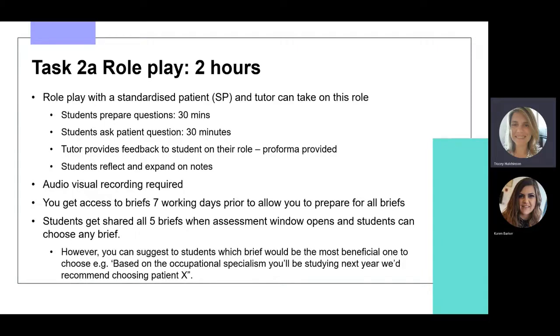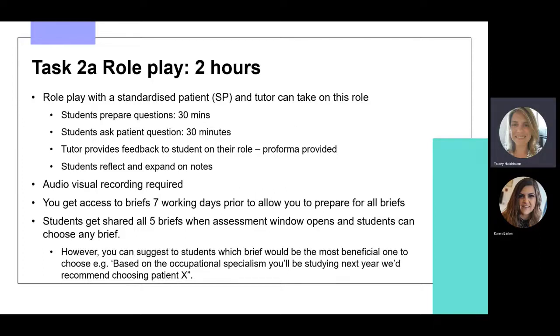Students' time is split into pre-role play, which is 30 minutes, during the role play, which is 30 minutes, and then post-role play, which is up to an hour. This is about students using the first 30 minutes to prepare questions from their task 1 and pre-research time. During the role play, completing notes, and finally in that final hour, expanding on those notes and reflecting post-role play and post-task 1 also.